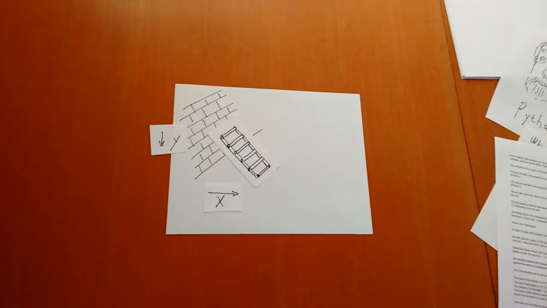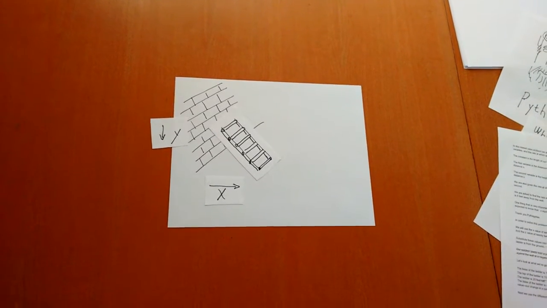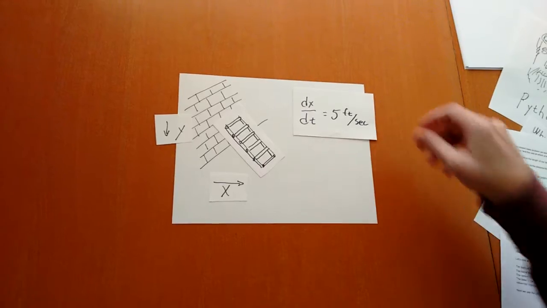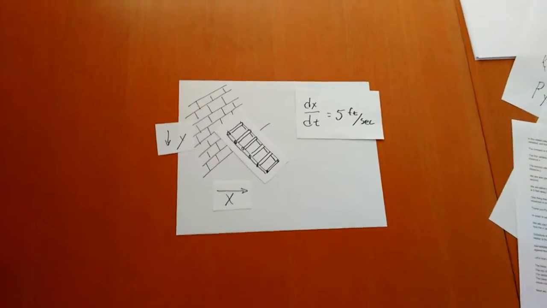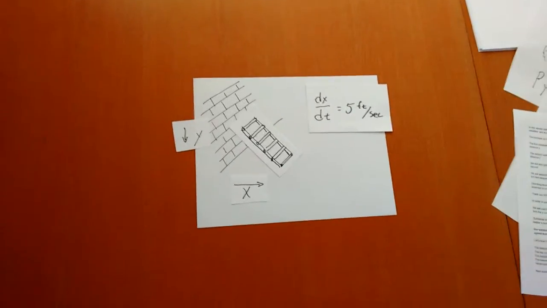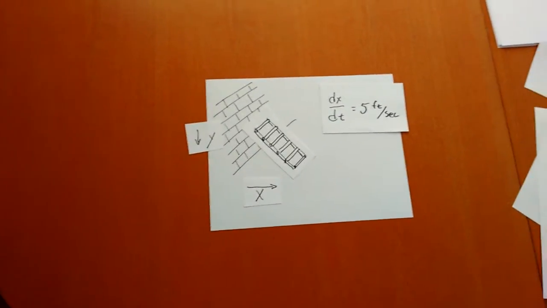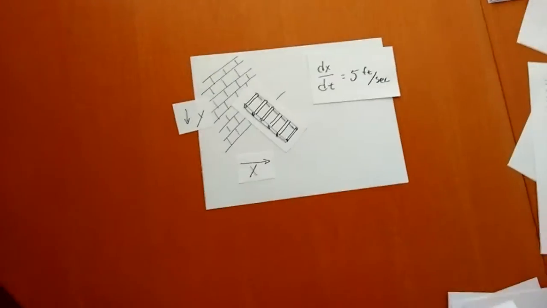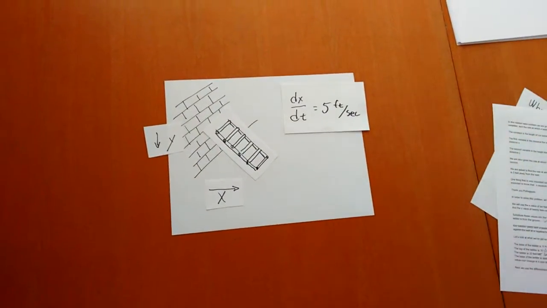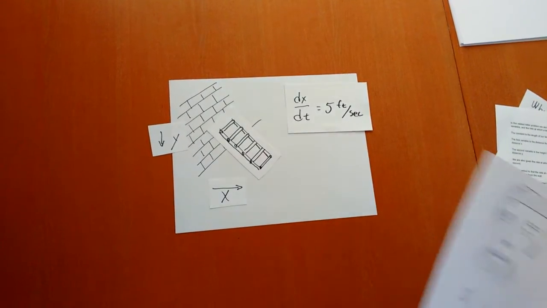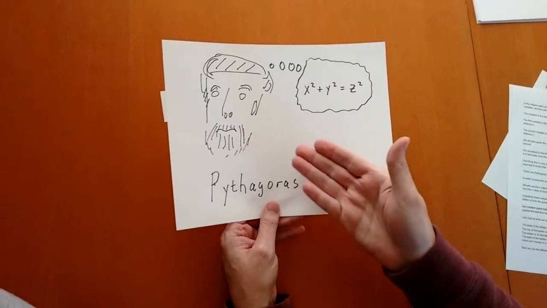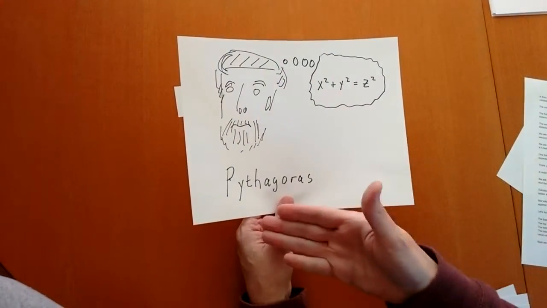We are also given the rate at which the ladder is sliding away from the wall, and that is 5 feet per second. We are asked to find the rate at which the top of the ladder is falling when the base of the ladder is 5 feet away from the wall. One thing that we are not given, but is very important, is the Pythagorean theorem. At this point, we are expected to know that x squared plus y squared equals z squared.